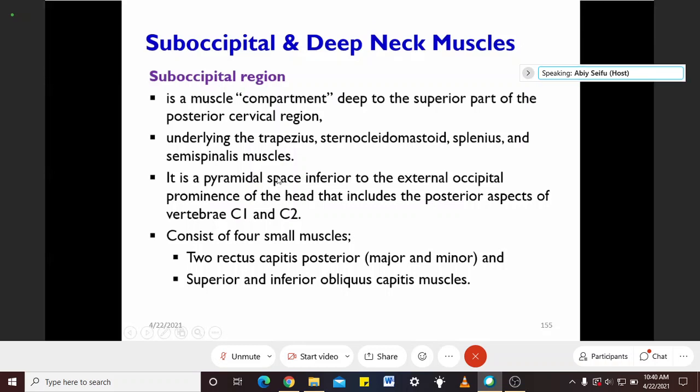Therefore, it is the pyramidal space, which extends from the inferior occipital protuberance up to the posterior arches of C1 and C2. It contains four muscles, and there are also neurovascular structures in this area. The muscles are two rectus capitis posterior muscles, a major and a minor one, and the oblique muscles, the superior and inferior obliquus capitis.